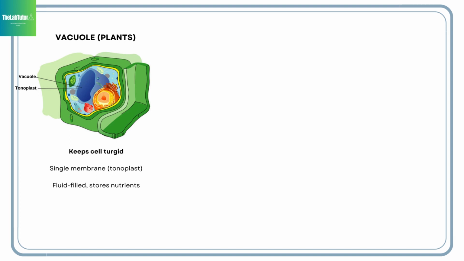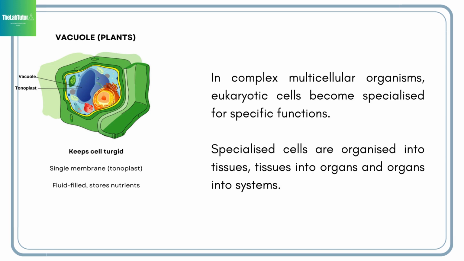It has a single membrane on the outside, called the tonoplast, and is fluid-filled and stores nutrients such as salts, sugars, and amino acids. In complex multicellular organisms, eukaryotic cells become specialized for specific functions. Specialized cells are organized into tissues, which are organized into organs, which are organized into organ systems.